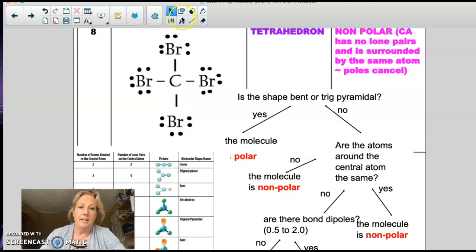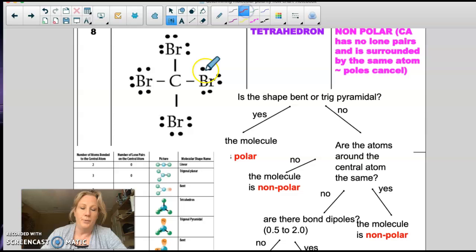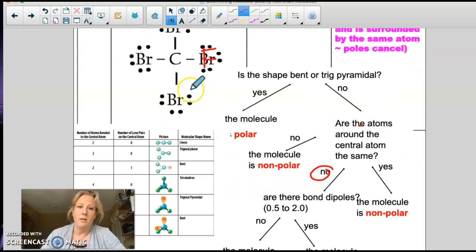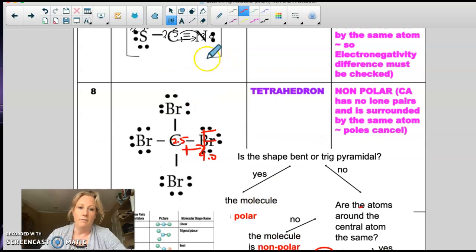If I had, let's say, this was a fluorine, then I wouldn't have been able to say they're all the same. And then I would check the bond dipoles. And I can see carbon is 2.5, fluorine 4.0. So there's for sure a bond dipole there. So automatically, I wouldn't even have to calculate whether there's one there. I know that this is going to be polar if that had been a fluorine, for example.